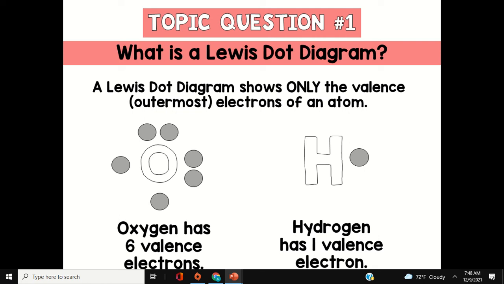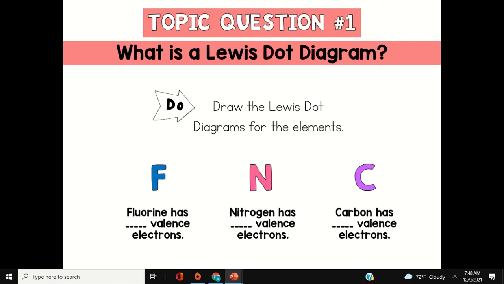All right, so at this point, you should be familiar with this because we did this yesterday. This is your do now. You're going to draw the Lewis dot diagram for the elements. So you have fluorine. First of all, fluorine has how many valence electrons? 7. Nitrogen, looking at the group number, has 5, and carbon has... I just want you to briefly draw the Lewis dot structure for fluorine.